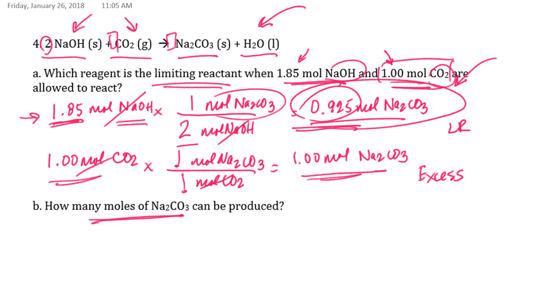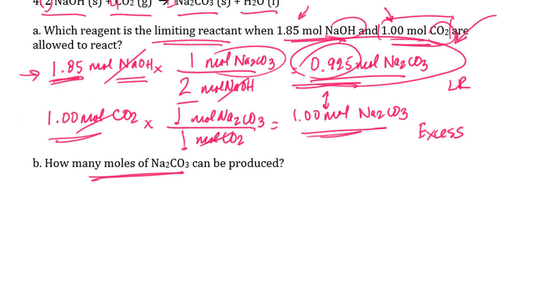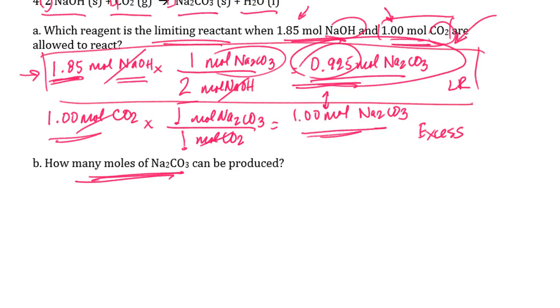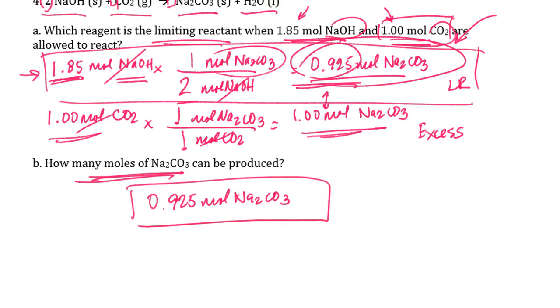So that means that it's the limiting reagent, since I get the lesser amount of product from that amount of that reagent. And so by doing the problem in this way for part A, I've already answered the question for part B. It's asking how many moles of sodium carbonate can be produced. Well, as we've just discussed, because sodium hydroxide is my limiting reagent, the reaction will produce 0.925 moles of the sodium carbonate, with the carbon dioxide being the excess reagent.